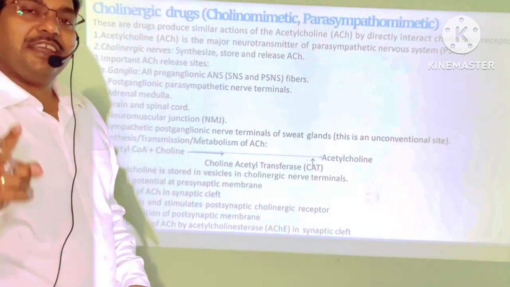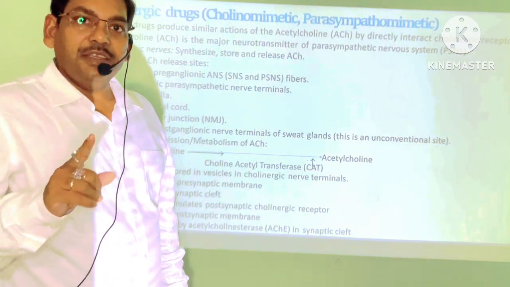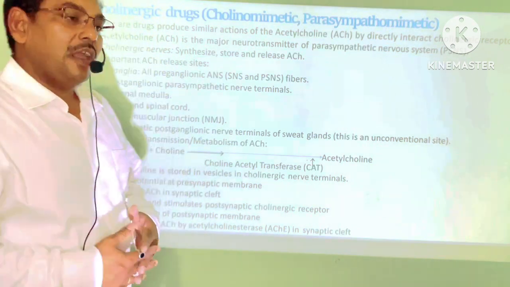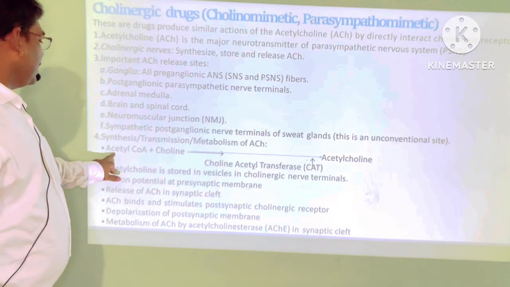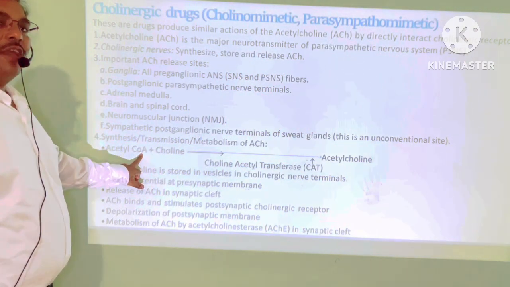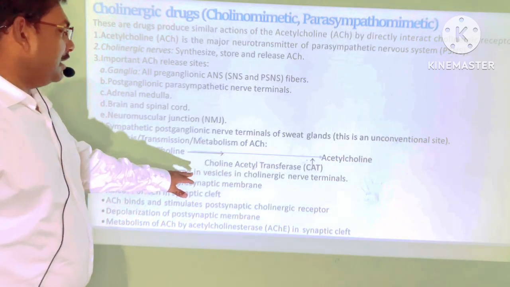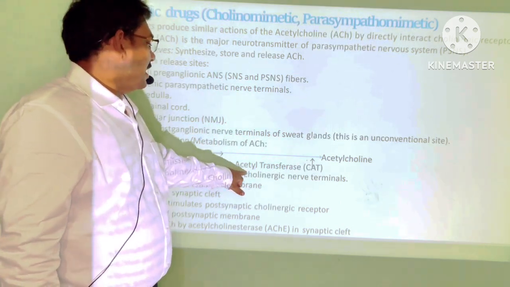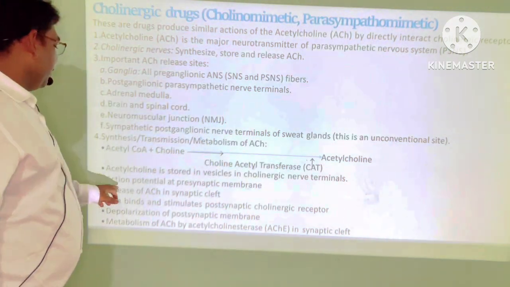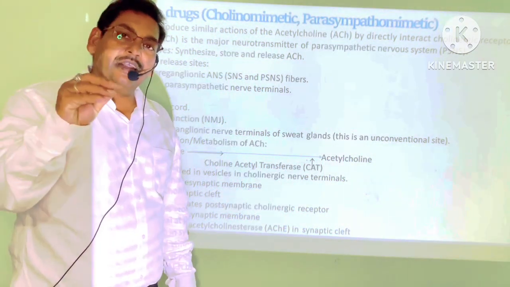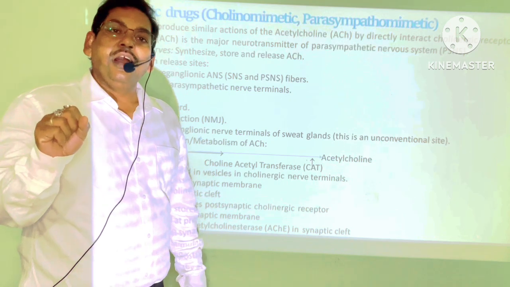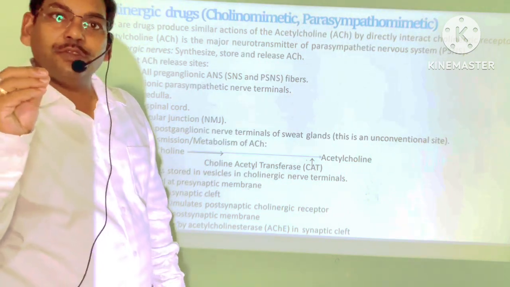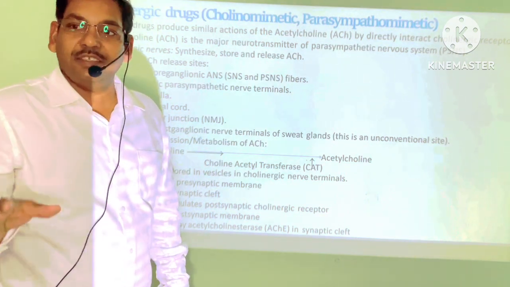First of all, acetate, ATP energy and coenzyme A bind to each other and produce acetyl coenzyme A, acetyl CoA. After choline binds, it is converted to acetylcholine in the presence of the choline acetyltransferase enzyme. Okay, and after the potential of the presynaptic cleft, through exocytosis, the cholinergic neurotransmitter, meaning acetylcholine, is released into the cleft.